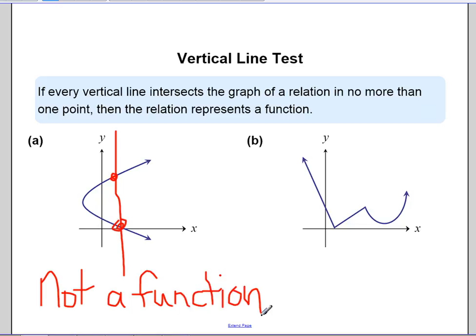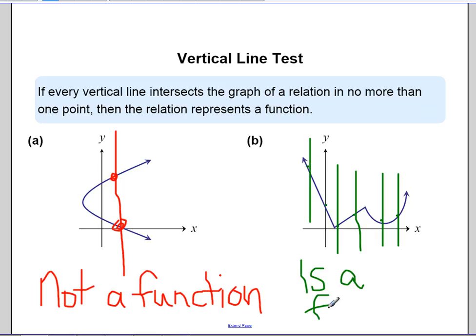The second example, in part B, no matter where we draw a vertical line, we would see that the graph would intersect the vertical line in only one point. So we say this is a function because it passes the vertical line test.